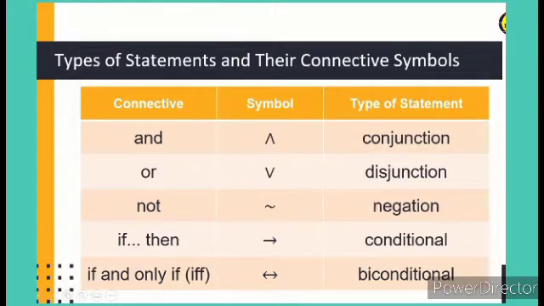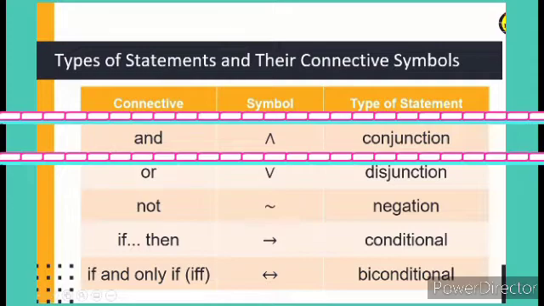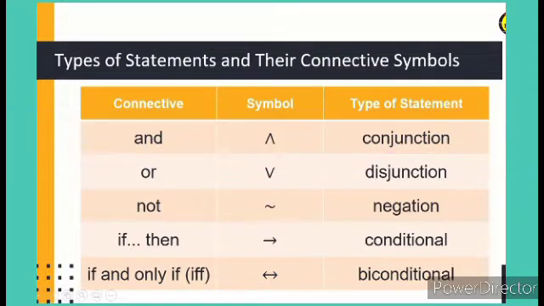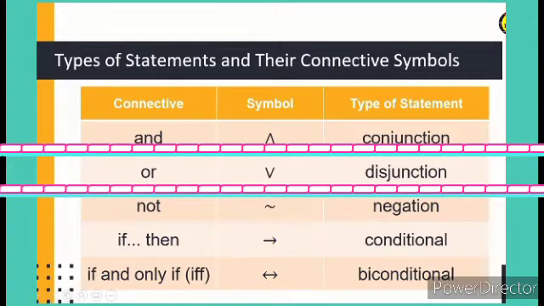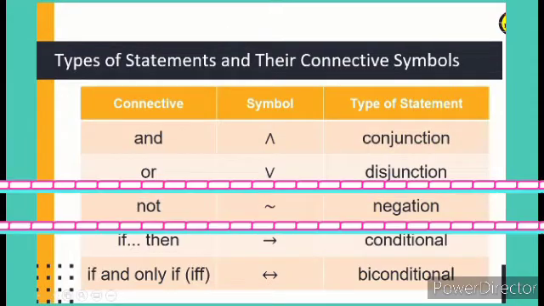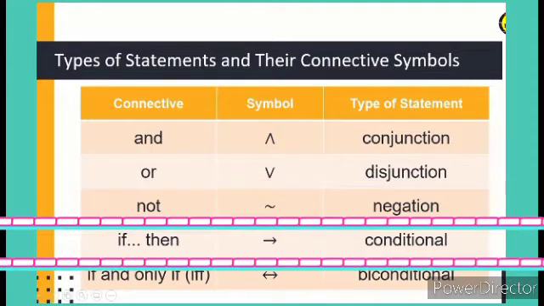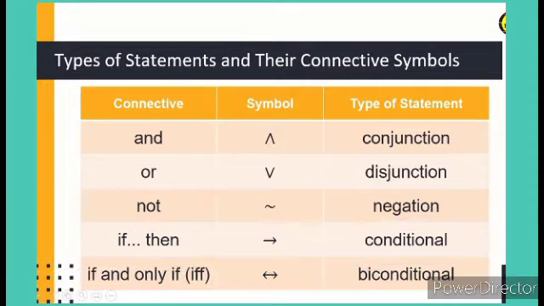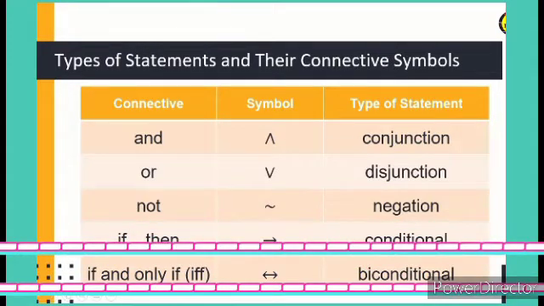So, the types of statements and their connective symbols. Connective AND, its symbol; the type of statement is conjunction. Connective OR, its symbol; the type of statement is disjunction. Connective NOT, its symbol; the type of statement is negation. Connective if, then, its symbol; the type of statement is conditional. If and only if, its symbol, and the type of statement is biconditional.